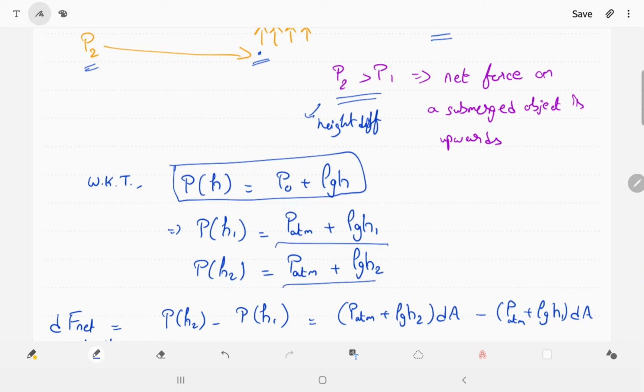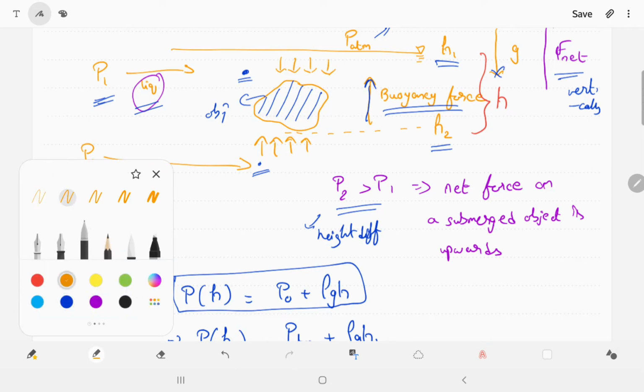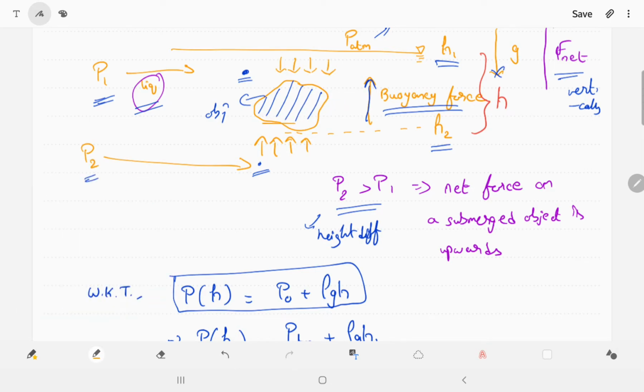Now it's impossible for us to calculate the entire force on this object directly, because it's an object of arbitrary volume. For an arbitrary volume, we do not have any formula to calculate the volume or the net force acting on it.